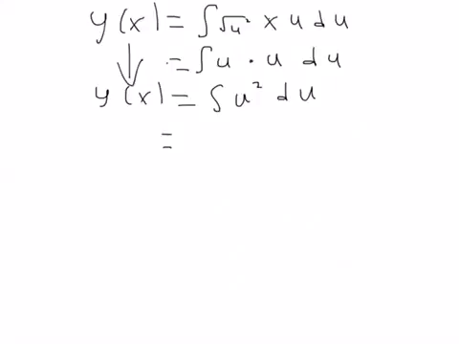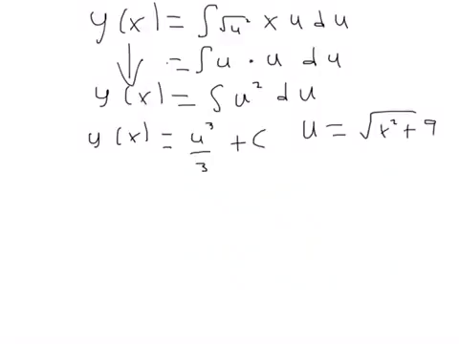So the integral of u squared, remember this integral, you can just increase the power by 1 and divide by the new power. So it's u cubed over 3. And then you have plus c, because c is an arbitrary constant that you need since it's an indefinite integral. So you have y of x equals u cubed over 3 plus c. And now, since you had to do a u sub, you have to put your u back in. So remember, we had u equals the square root of x squared plus 9. So we have to plug that back in.